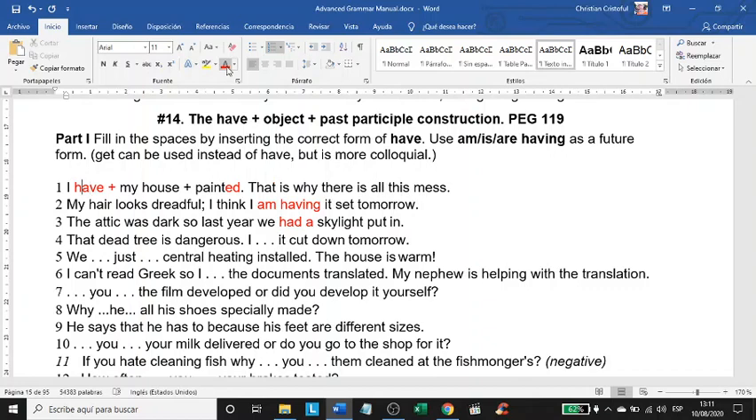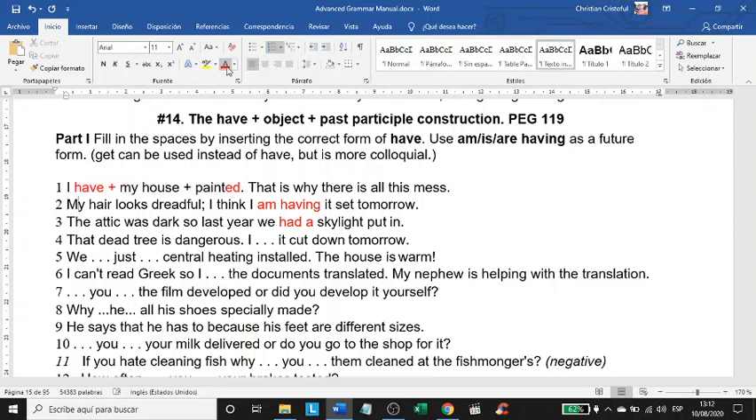Notice that, what does it mean? I have my house painted. It means I hired some people to paint my house. It's not that I painted it myself. I hired some people to help me to paint my house for me. Okay, that is what the construction means.